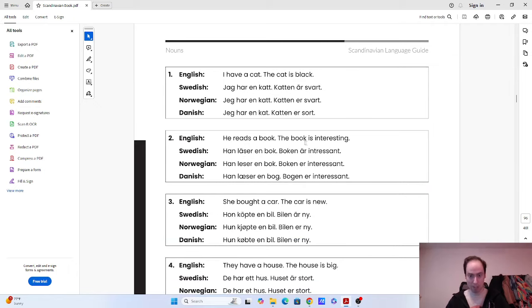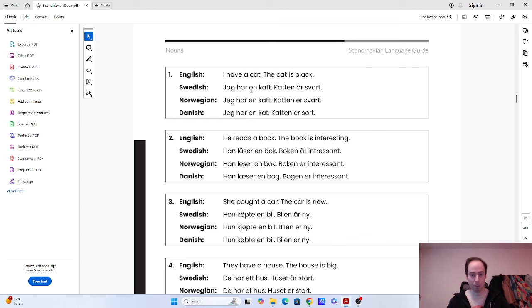So let's look at some example sentences. We see already the word for I is pretty similar. We have J-A-G for Swedish, and then J-E-G for Norwegian and Danish. But the interesting thing is that even though A and E are two different letters, the sounds are actually very similar, because we have an open A, like an ah sound, and then the E is like an eh sound. They're very close. For the word have, we have har for all of them.